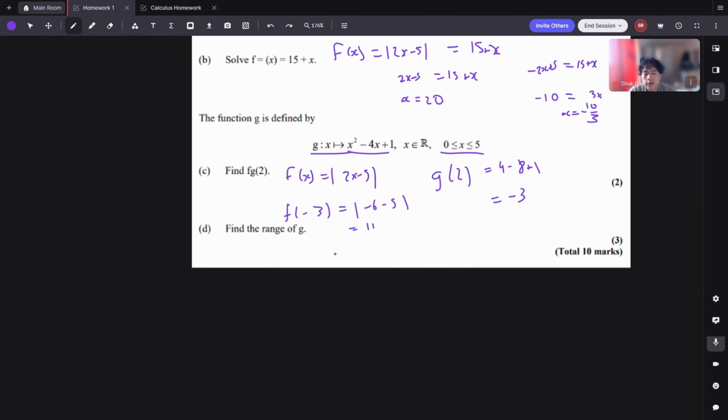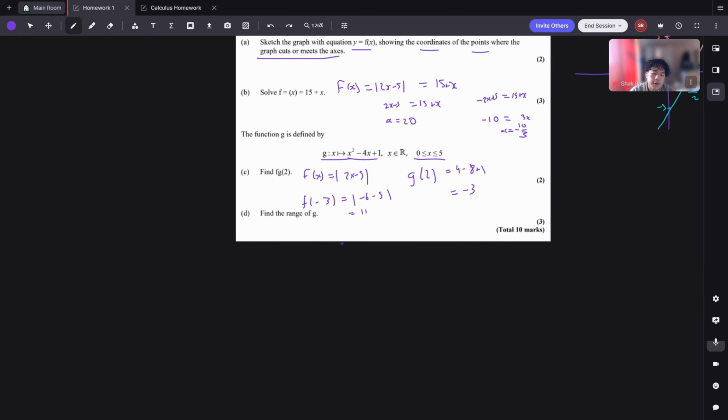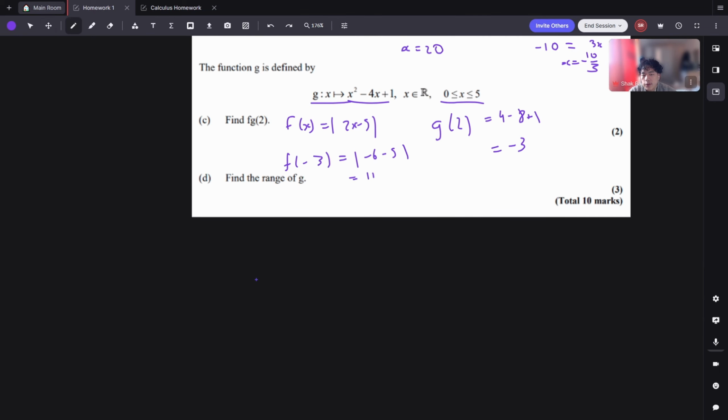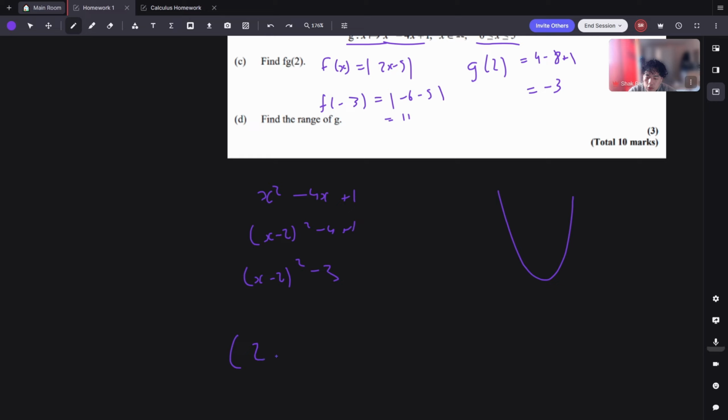Find the range of g. So the range of g, you have to be really careful because you actually need to sketch this out, and it will make sense what I mean by this when I sketch it out. So we have x squared minus 4x plus 1, and we need to find the turning point of this graph. I know it's going to be a graph that looks something like this, and that turning point would actually be the minimum point. So how do you find the turning point? We just complete the square: x minus 2 squared minus 4 plus 1, and then the turning point is going to be the coordinates 2, minus 3. So this point is going to be 2 and minus 3.